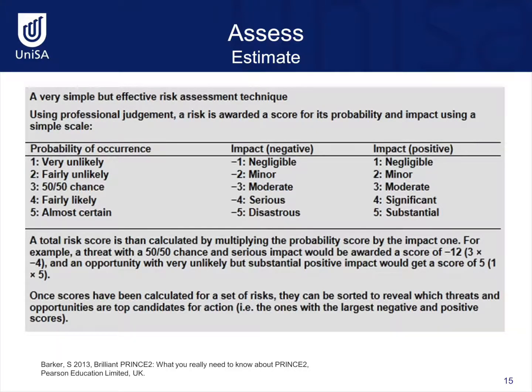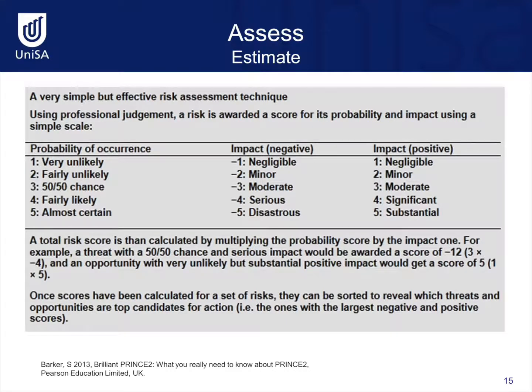and impact using a simple scale and professional judgment. The impact could be negative or positive, hence the two impact columns and the one probability of occurrence column. A total risk score is calculated for each risk by multiplying the probability score by the impact score, which may be negative or positive. For example, a threat with a 50-50 chance of occurring and a serious impact would have a score of -12, 3 times -4.